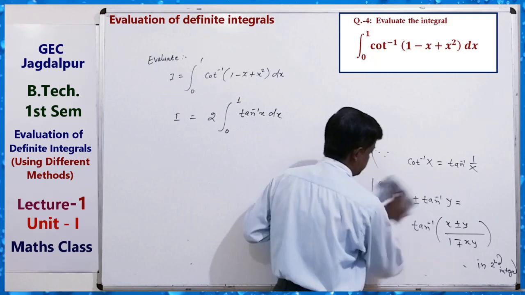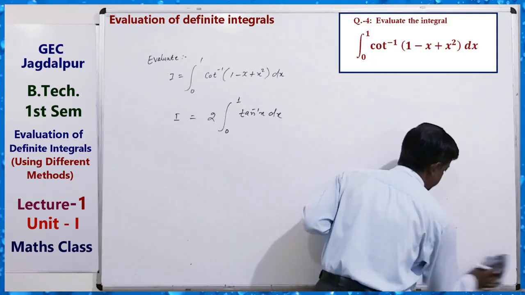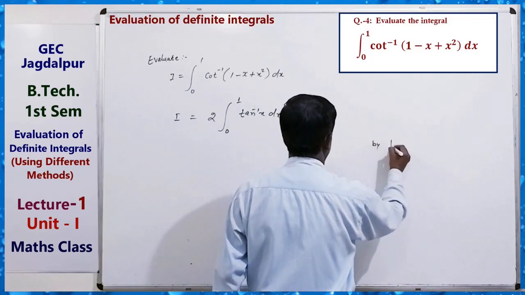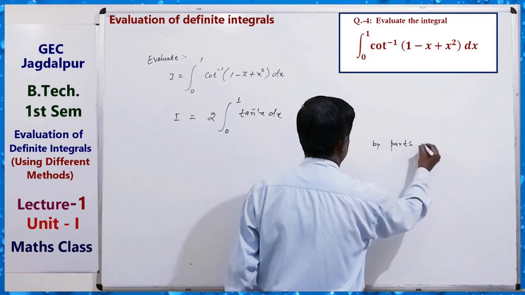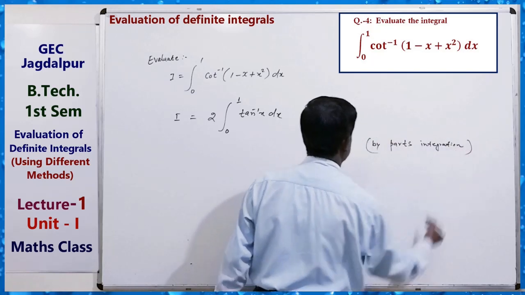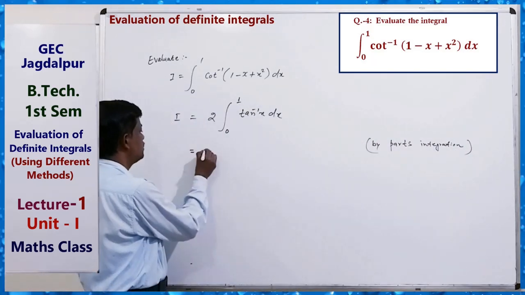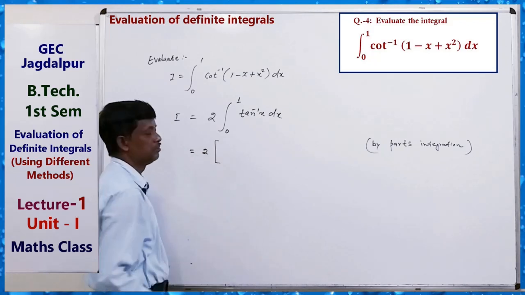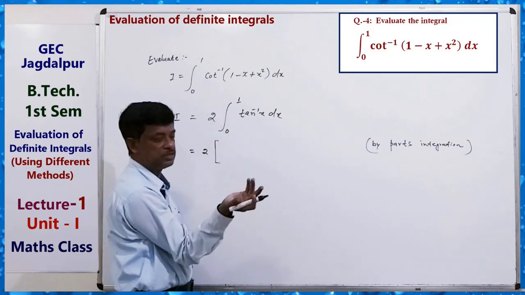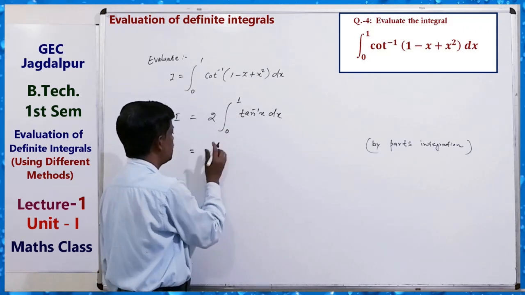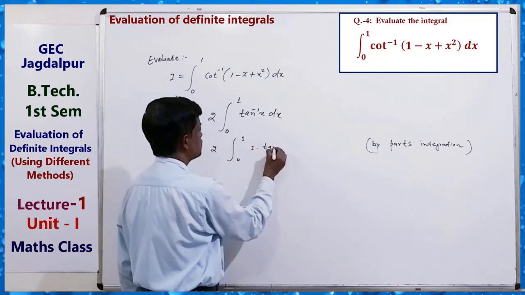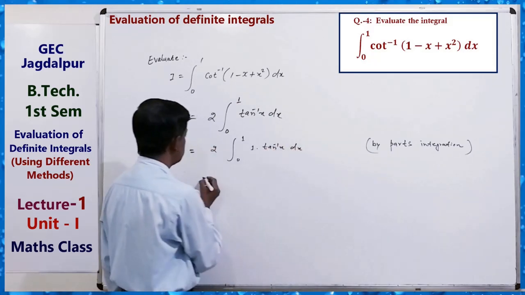How can you solve it? By parts. By parts integration. Just do by parts integration. By parts integration means you can write it like this: 2 times integral 0 to 1 of 1 into tan inverse x dx.